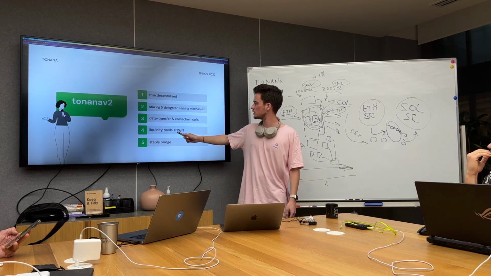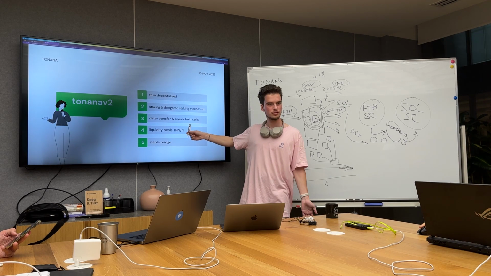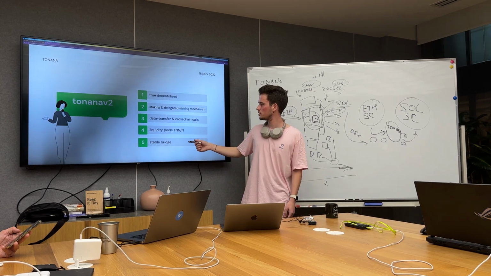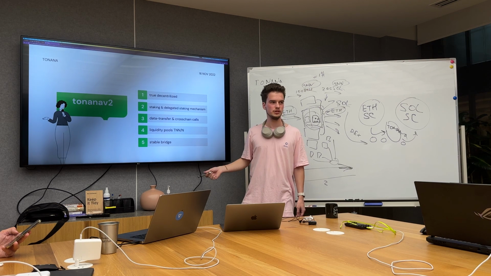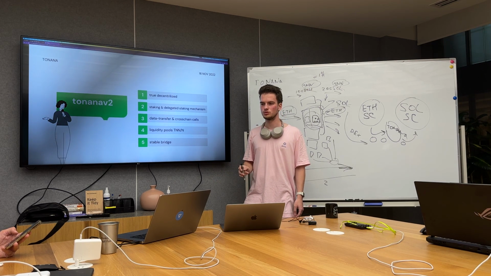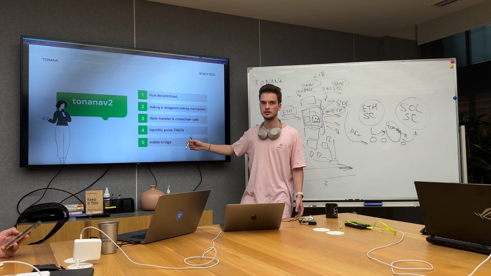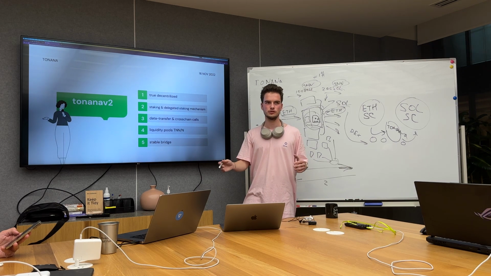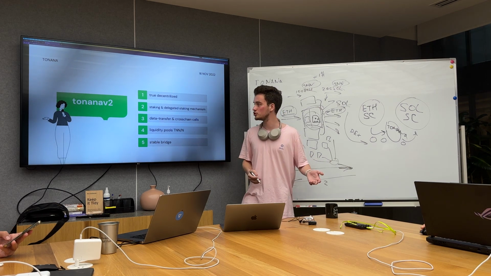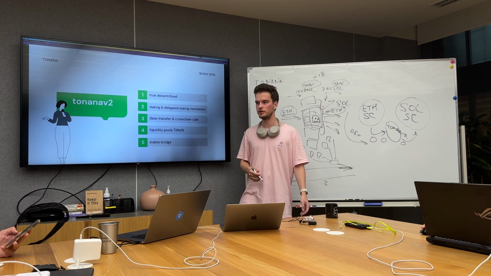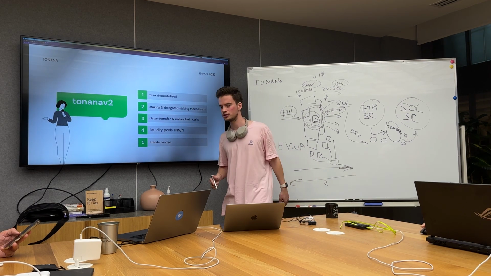Liquidity pools: on each chain, on each side, we will have a liquidity pool that will allow users to swap some tokens, for example an Ethereum token to the Tanana token, and inside the system the Tanana token will be bridged to the other chain, so we will have a stable bridge.